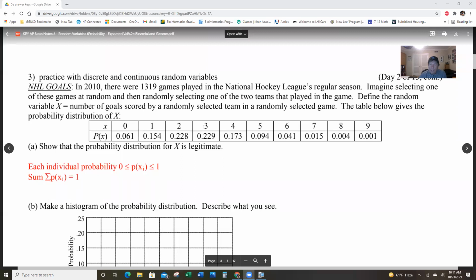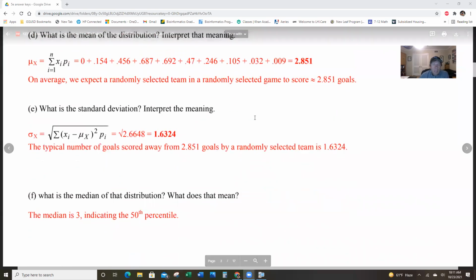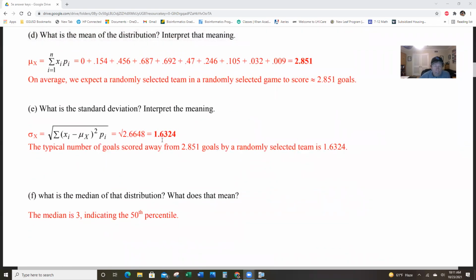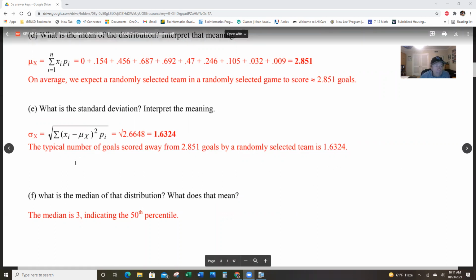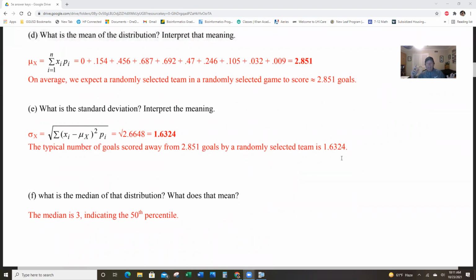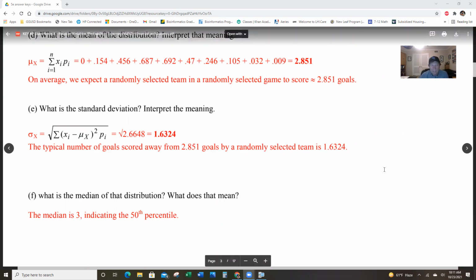Okay, so let me slide down and get that for you. It ends up being 1.6324, okay? So what does that mean? The typical number scored away from 2.854 is 1.632. So even though that's the average, it varies from that on average by 1.6.